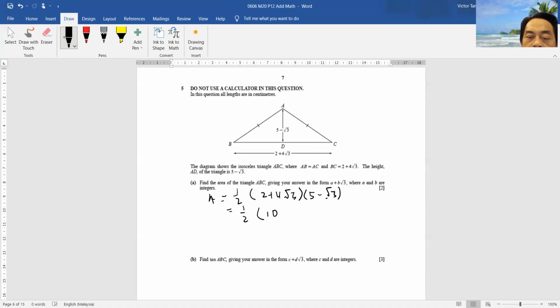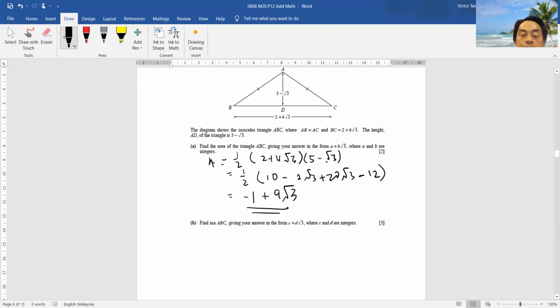n minus 2 root 3 plus 20 root 3, minus 4 times 3 is 12. Okay. So 10 minus 12 is minus 2 times half is minus 1. Minus 2 plus 20 is 18 root 3 times half is 9 root 3. Okay, that's the solution. Find tangent ABC, giving an answer in form C plus D root 3.